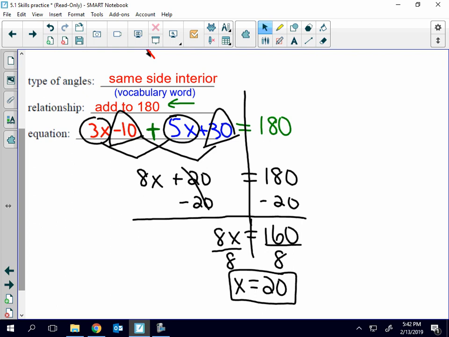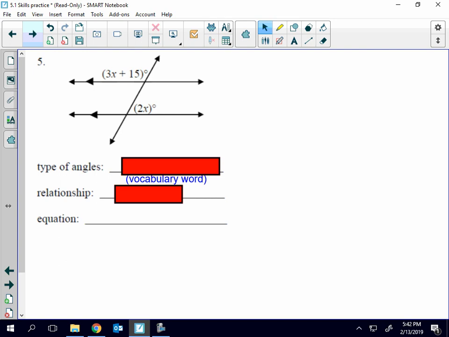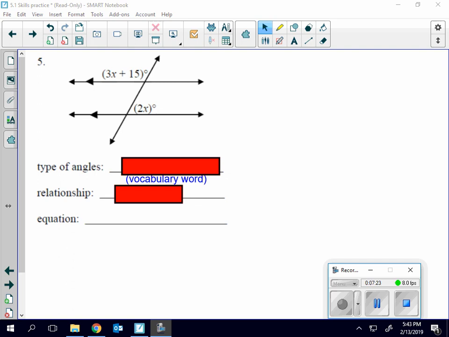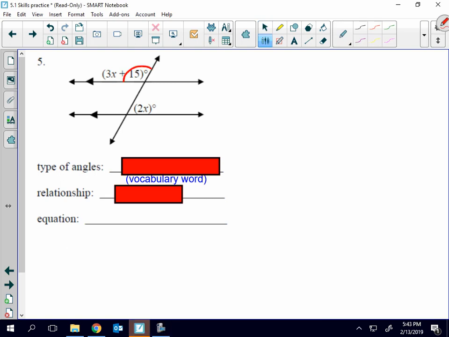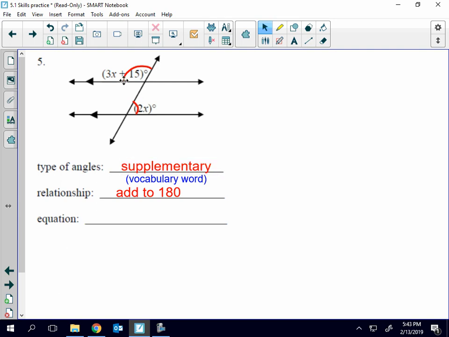Okay, so let's see. We'll do one more like that, and then I'll let you do number 6 on your own. Let's do 5 together. Two angles. One is big, obtuse. One is small, or acute. So they're not going to be the same. So their relationship, if they're not the same, is that they add to 180. And there's no real word we can give this other than supplementary, because that means they add to 180.